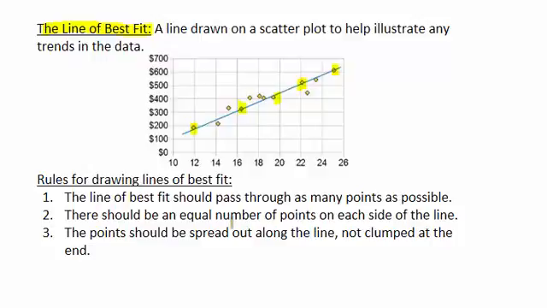Secondly, there should be an equal number of points on each side of the line. So there should be an equal number of points on this side of the line as well as on this side of the line. And finally, the points should be spread out along the line, not clumped at the end, which again you can see is happening in the example above. So let's keep those three rules in mind when we're doing the next few examples.